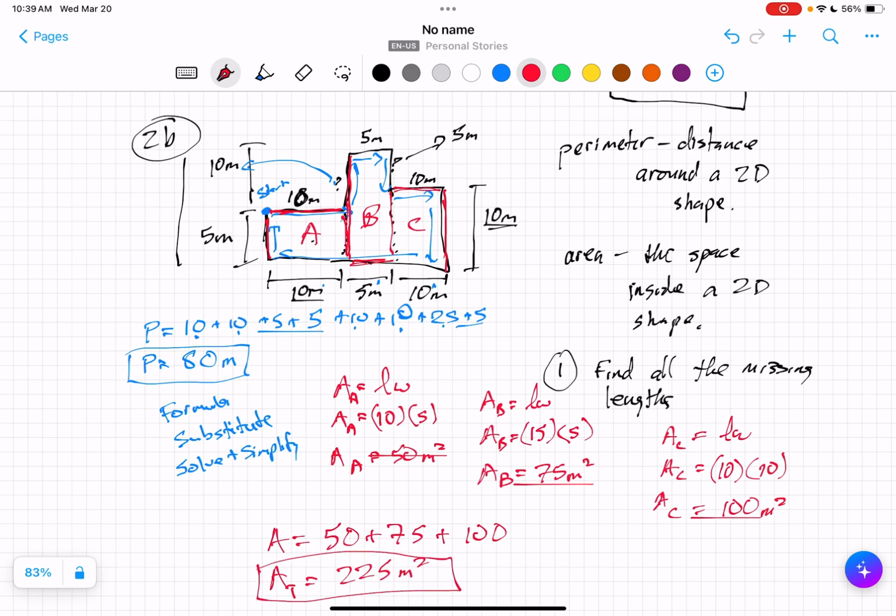Okay. So that's what we're expecting the students to be able to do. Separate and recognize the area of the shapes and go around the shapes.